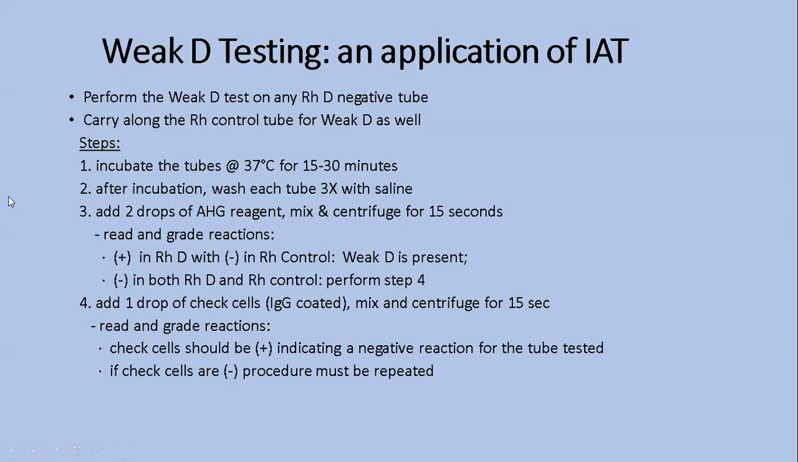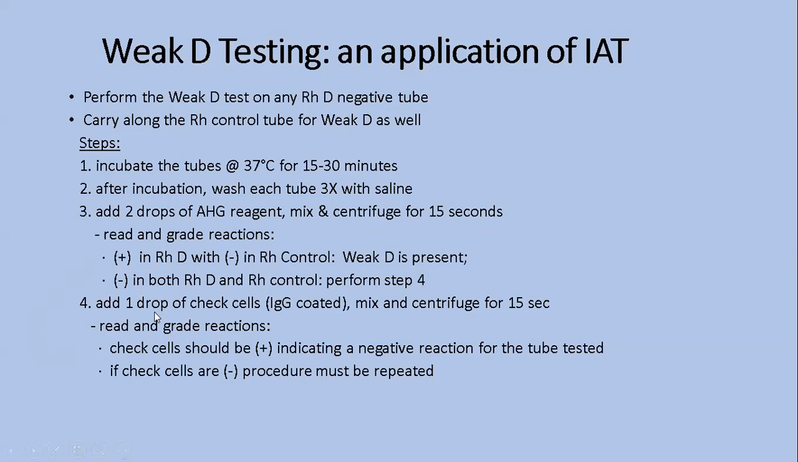Now, if, however, both the D tube and the RH control are still negative, as they were initially, we are not finished. We have to move on to step 4, as we would in any antiglobulin test where we get negative reactions at this step. We have to move on to check cells.